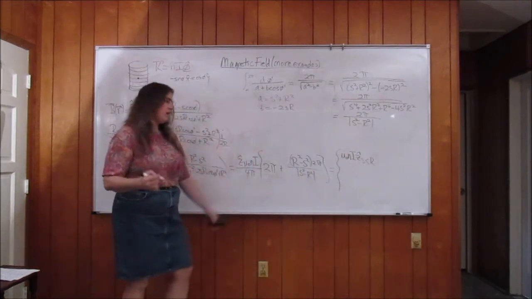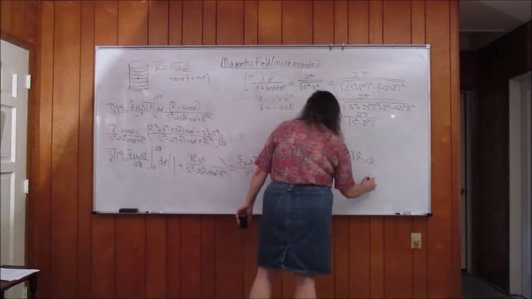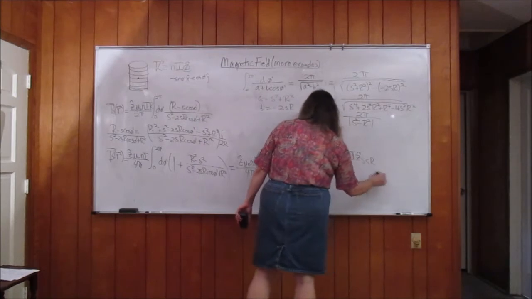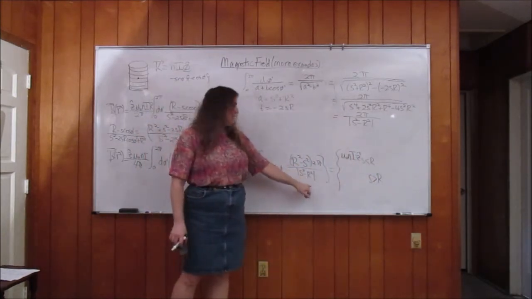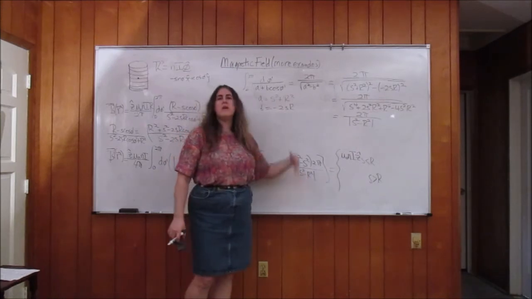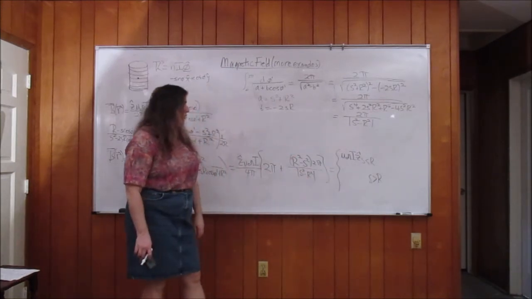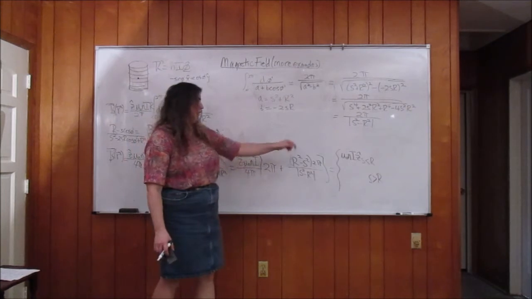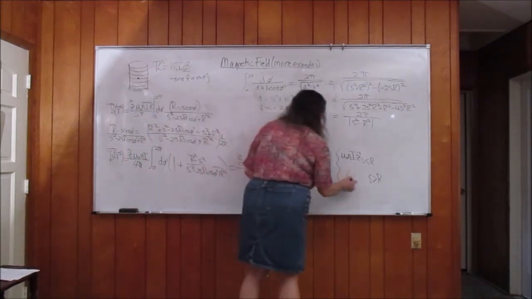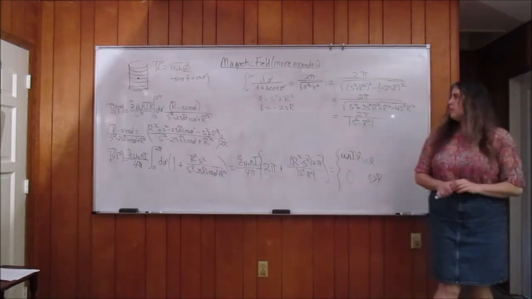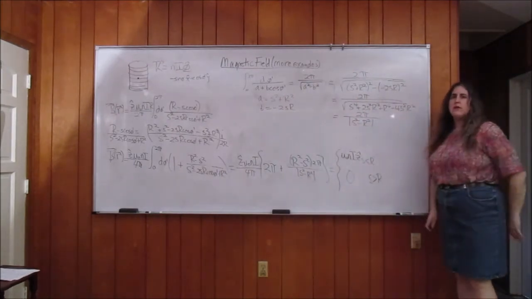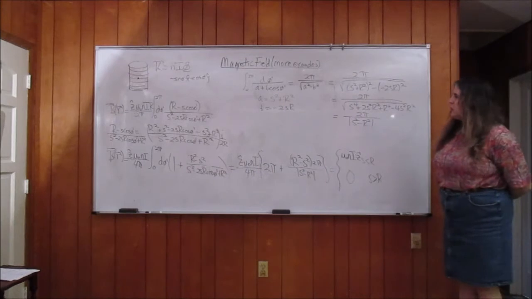Now what about outside? Outside, this will be r squared minus s squared. When s is greater than r, this just becomes s squared minus r squared, which is negative 1. So we have 2 pi minus 2 pi, which is 0. And that is exactly the same result as I got before using Ampere's law, only this time it took a great deal more effort to arrive at an answer.